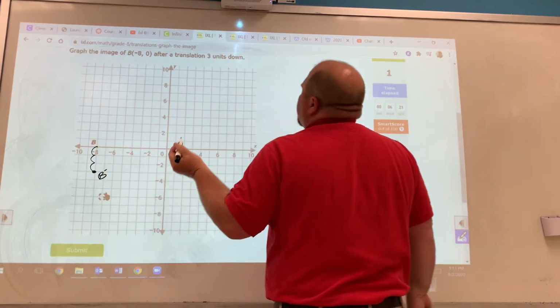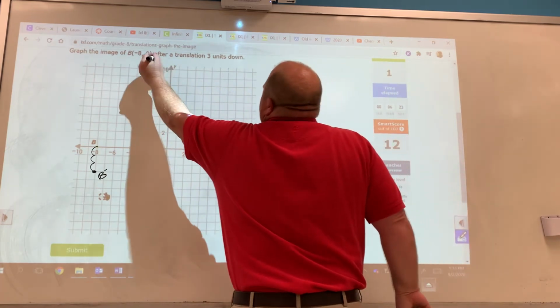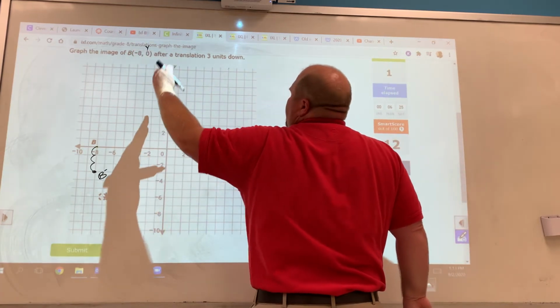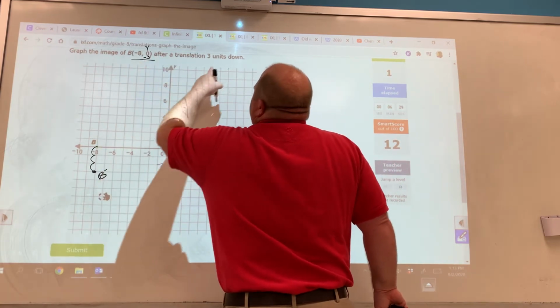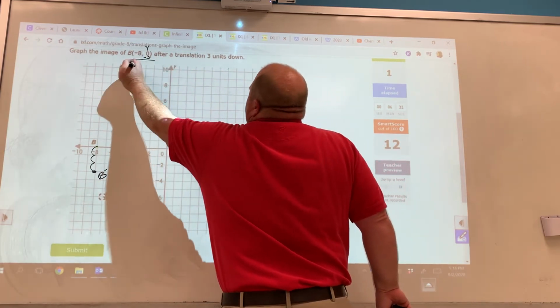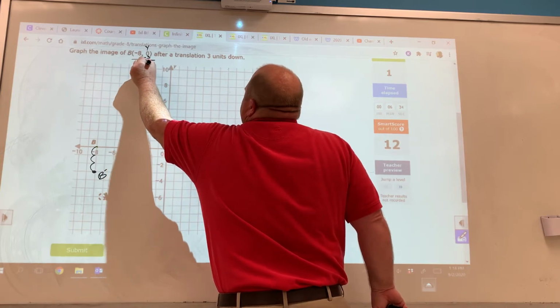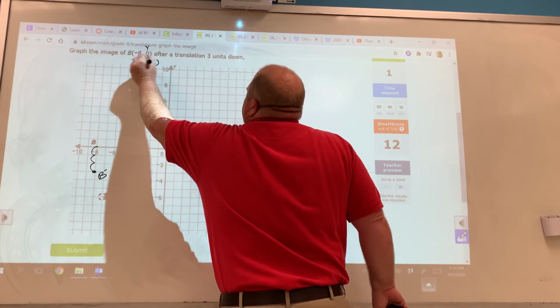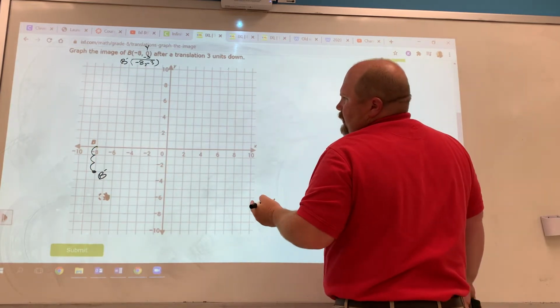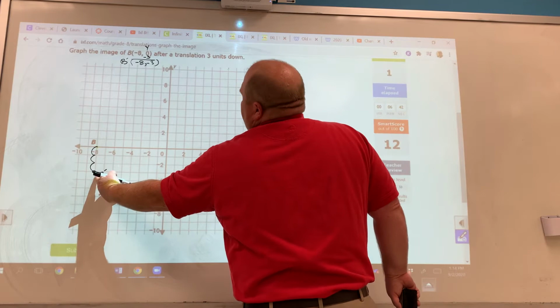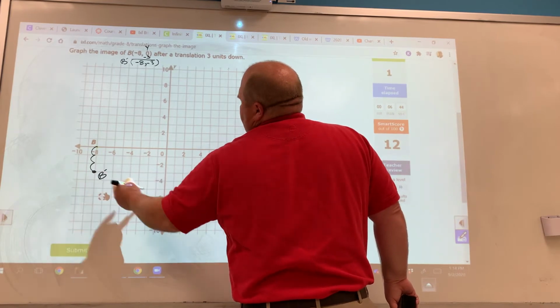B prime. The other way would be down is going to affect your y value because y controls all the up and down movement. So it would be -3 right here. It doesn't want us to do anything left and right, so -8 would just remain -8. 0 minus 3 is -3. And that is another method to get B prime. And if we look, that is indeed the location -8, -3.